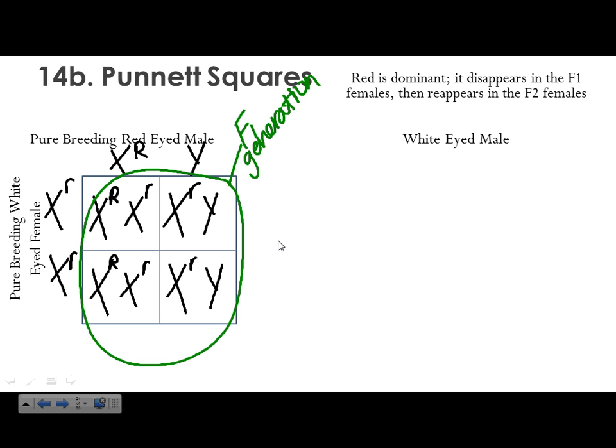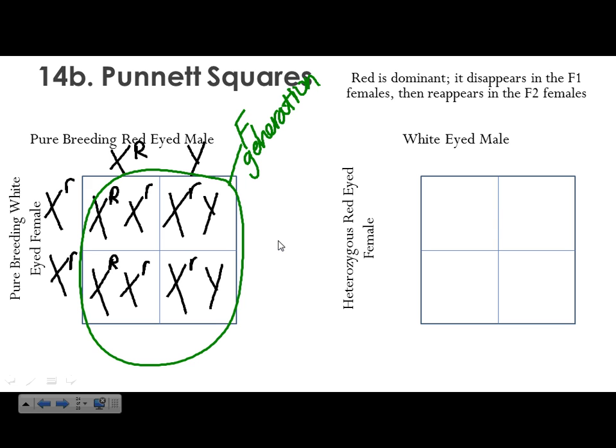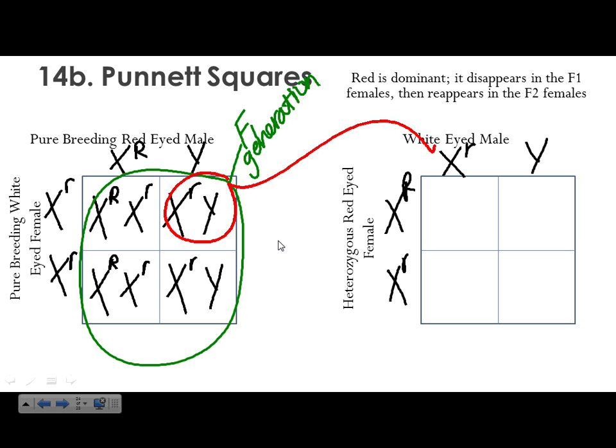Okay, now let's make the F2. So I need to take these flies, a brother-sister pair, and mate them together. It's okay, they're flies. So the white-eyed male has to be X little r Y. And the female is going to be heterozygous. So what we did is we took this male, there he is, and I took this female, there she is, and now we're going to breed them together.